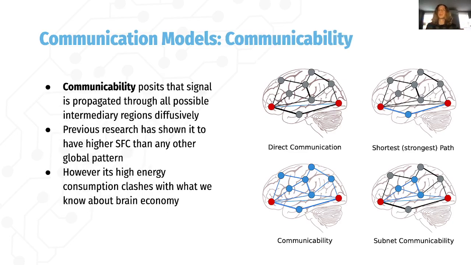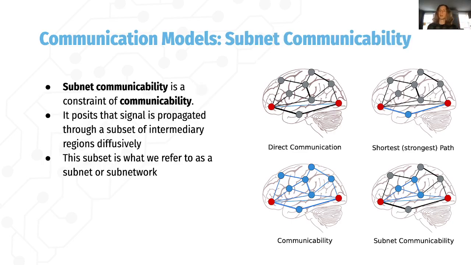So communicability, on the other hand, posits that signal is propagated through all possible intermediary regions diffusively, parallel communication through multiple pathways, so it's highly redundant. Previous research has shown it to have a higher SFC than any other global pattern, and obviously it requires no knowledge of network topology. So it's the best known so far. However, it has high energy consumption, as it's flooding the network with many messages. This clashes with what we know about brain economy.